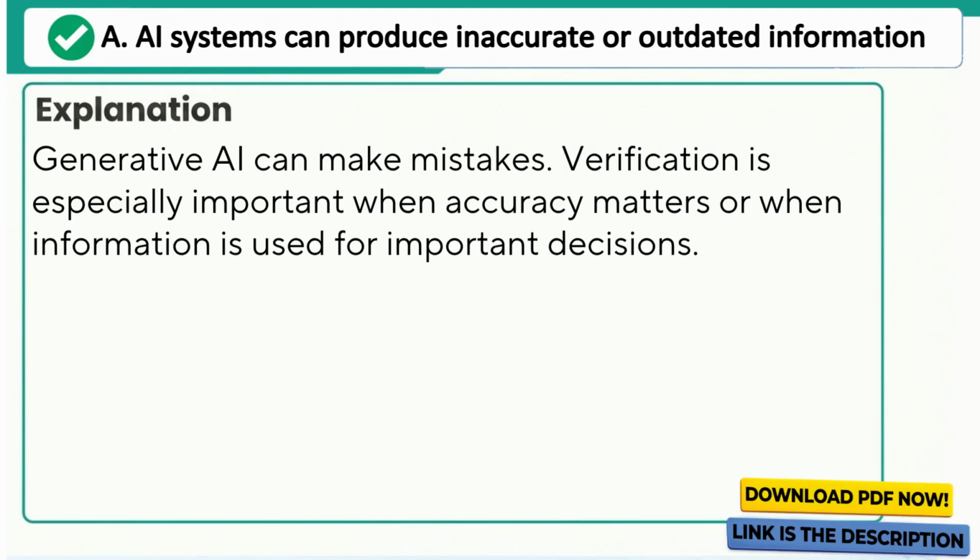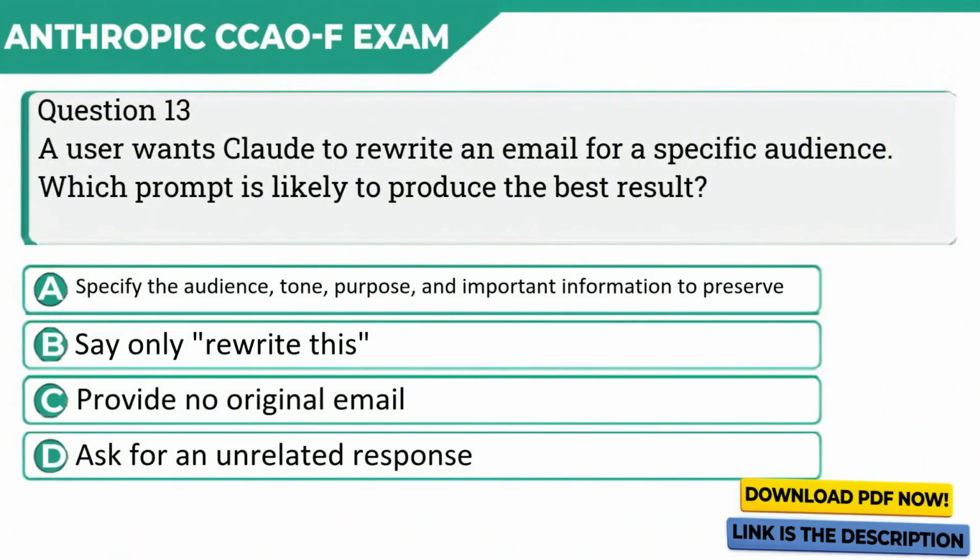Explanation. Generative AI can make mistakes. Verification is especially important when accuracy matters or when information is used for important decisions. Question 13. A user wants Claude to rewrite an email for a specific audience. Which prompt is likely to produce the best result? A. Specify the audience, tone, purpose, and important information to preserve.